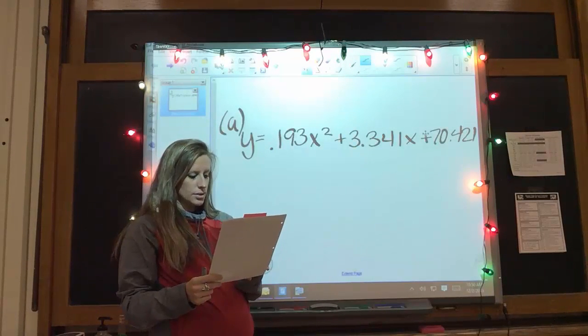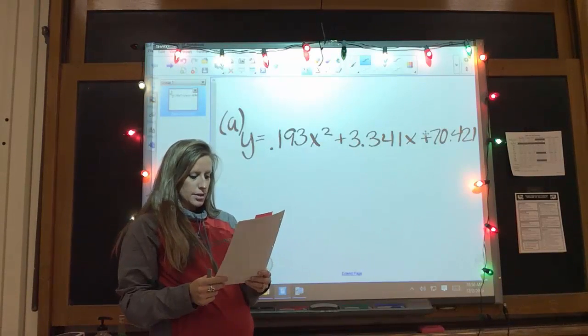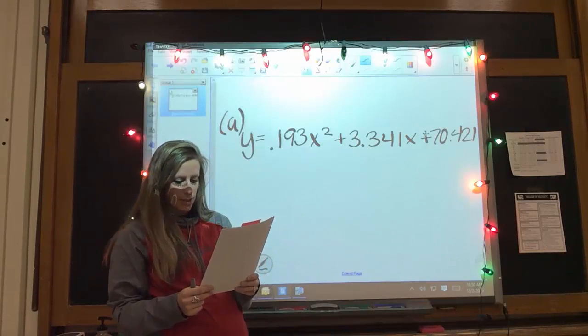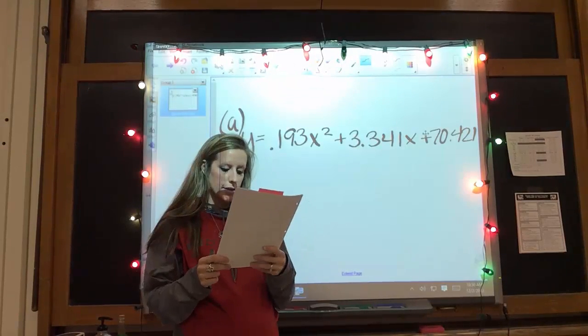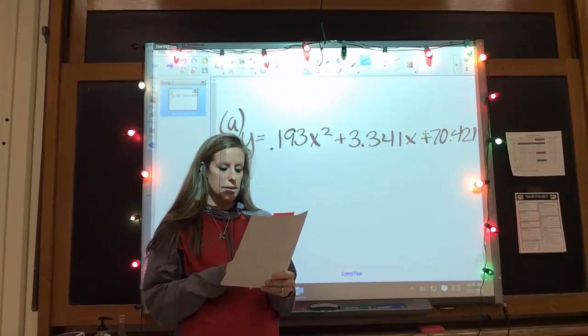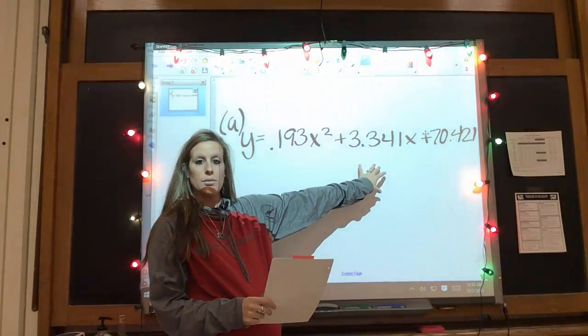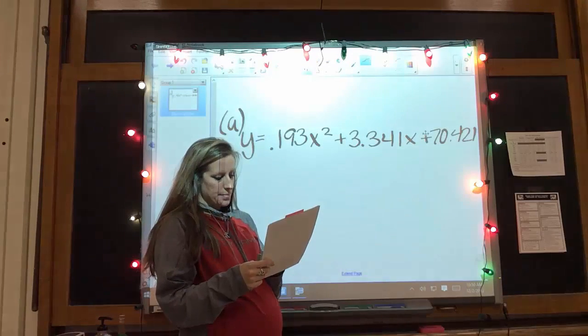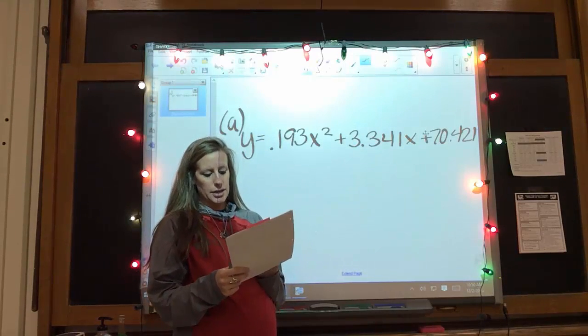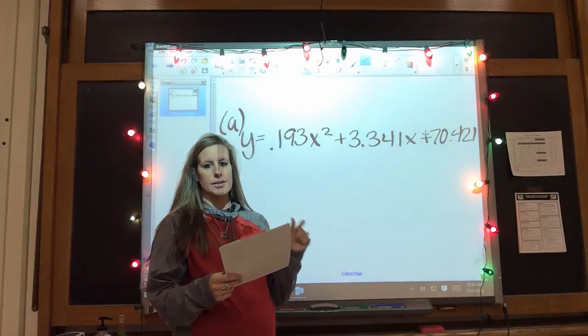Part B says, using the regression equation found, determine in what year sales reach their maximum. All right, so we want the highest number of sales. And so what we're going to do is put this equation that we just found in y equals, and we're going to look at our table, and we're going to see where it hits the highest amount of sales.